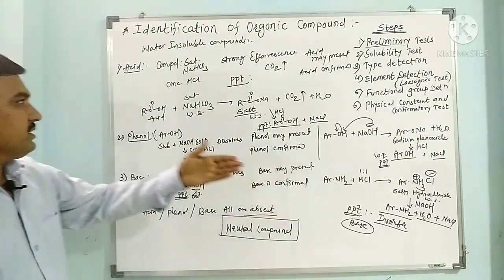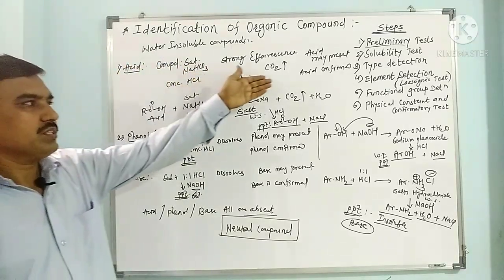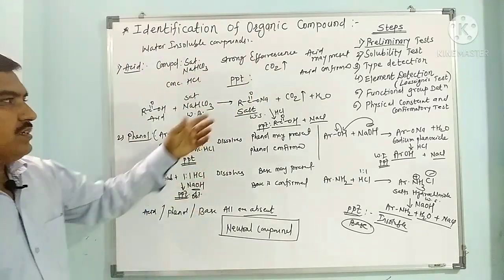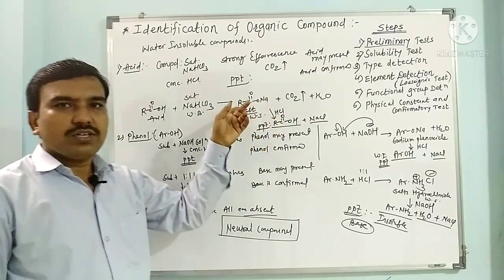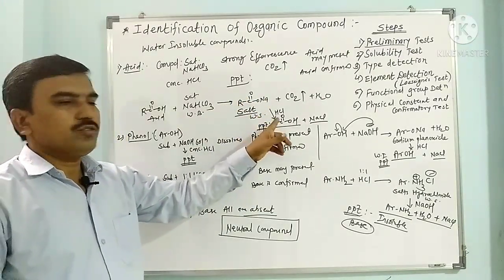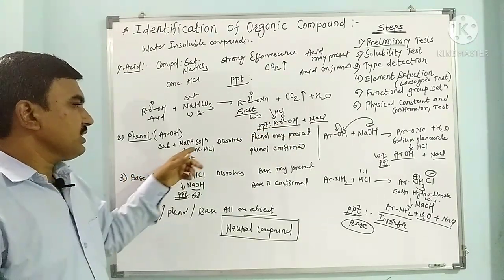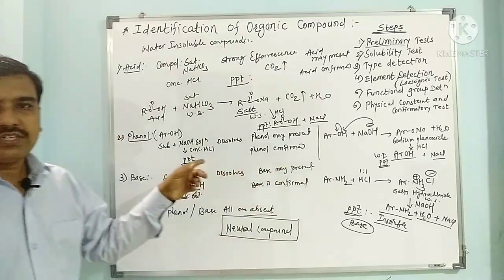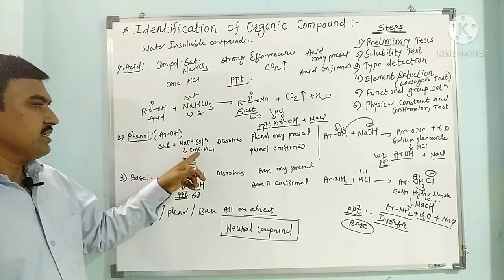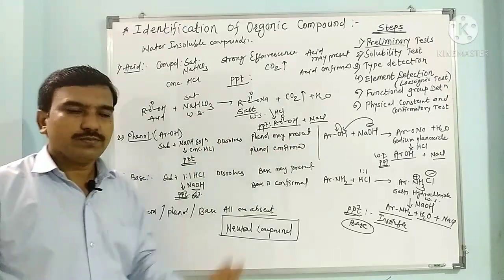So we have to check acid by using sodium bicarbonate. We get strong effervescence, carbon dioxide is released, and the salt is water soluble. We can decompose this salt by using HCl. So we get free acid, that is, a precipitate is obtained. When we add sodium hydroxide to phenol, it dissolves and we can reprecipitate it by adding HCl. So once we get a precipitate, phenol is confirmed.